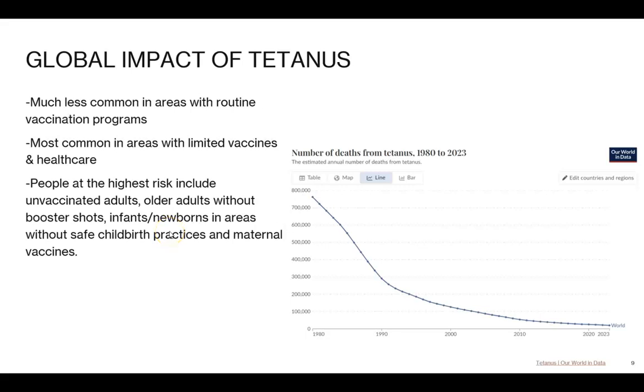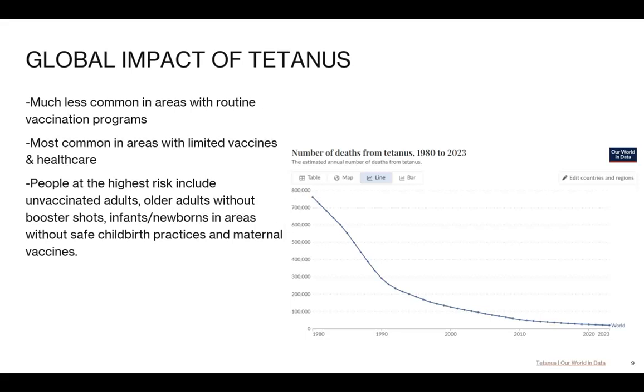Thankfully, tetanus is now considered a rare disease in developed countries. It continues to be a big issue in less developed countries around the world, especially in areas that have limited vaccines and healthcare. But thanks to routine immunization programs, the number of cases has decreased dramatically in many countries, but the disease has not been fully eliminated. Tetanus remains most common in developing countries where access to vaccines, healthcare, and clean childbirth practices may be limited.